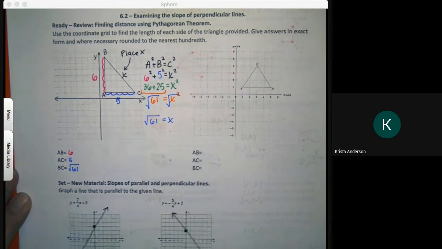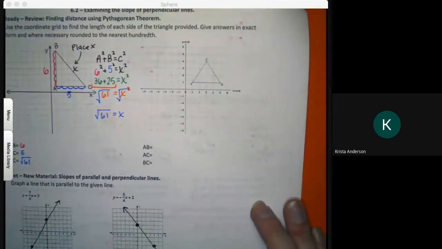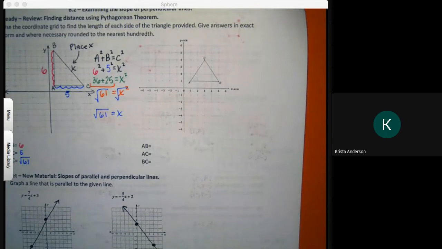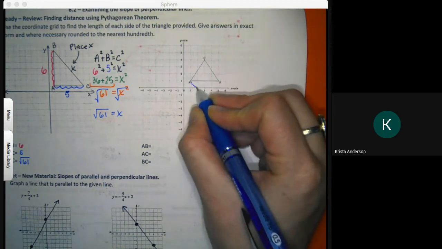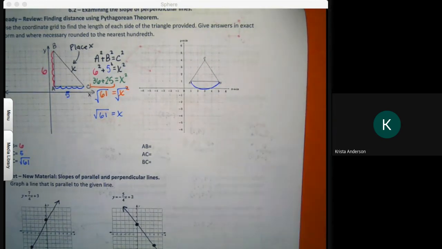The next one is a little bit more difficult. So there's one side that's easy to find. Does anybody know which side is the easiest side to do? A, B. A to B? What is A to B? What would it equal? 4. Good.